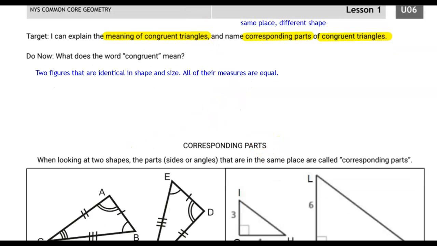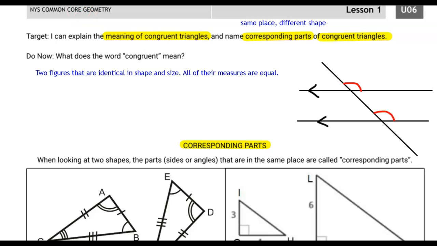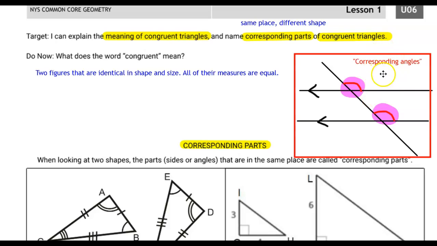Let's take a look at the term corresponding parts, because the last time we talked about corresponding parts, they were in parallel lines and transversals. As a quick reminder, if there are two parallel lines that are cut by a transversal, the two angles that are in the same place but in different shapes, we refer to those angles as corresponding: same place but different shape. Another thing that we know about these two corresponding angles is that they are congruent. So that's where you've heard the term corresponding before in geometry.